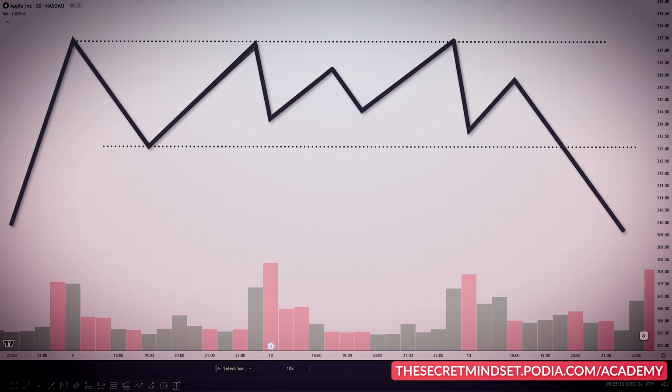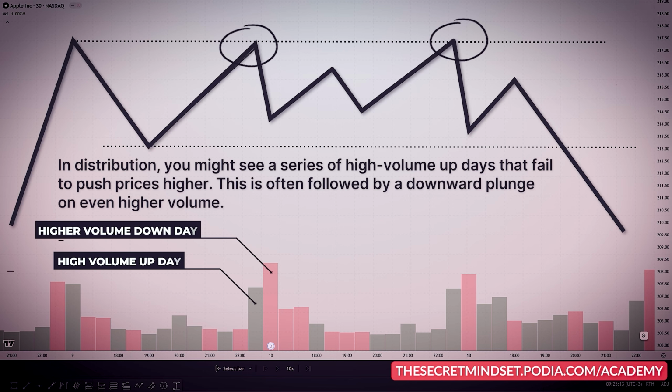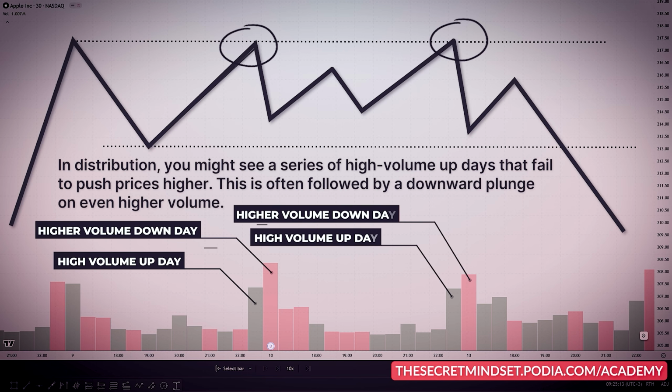In distribution, you might see a series of high volume up days that fail to push prices higher. This is often followed by a downward plunge on even higher volume. This pattern can signal the end of distribution and the start of markdown.